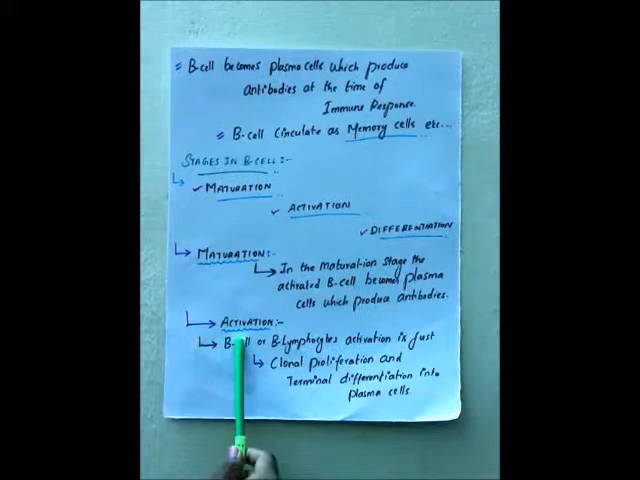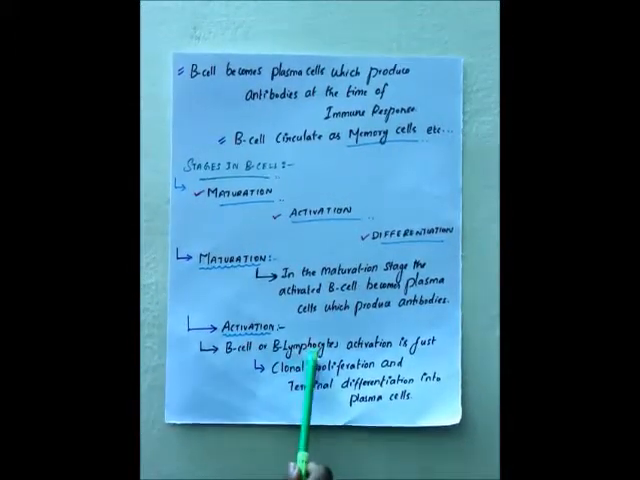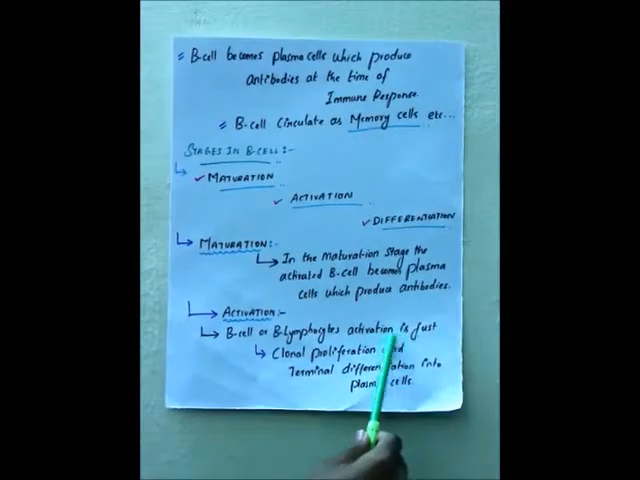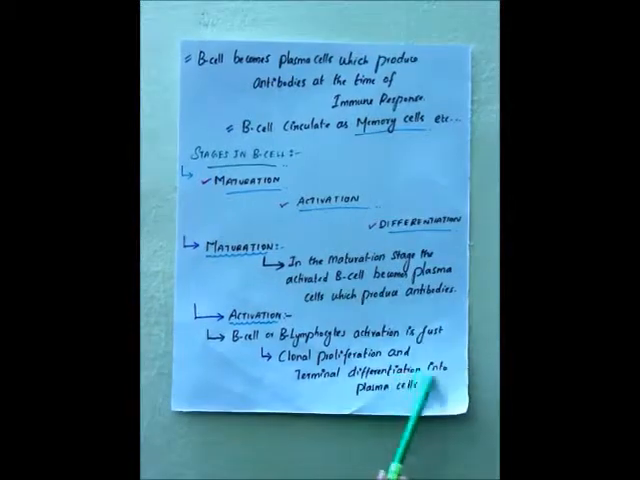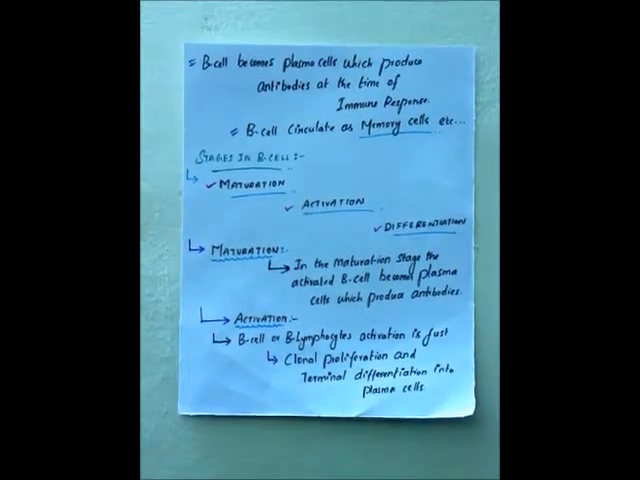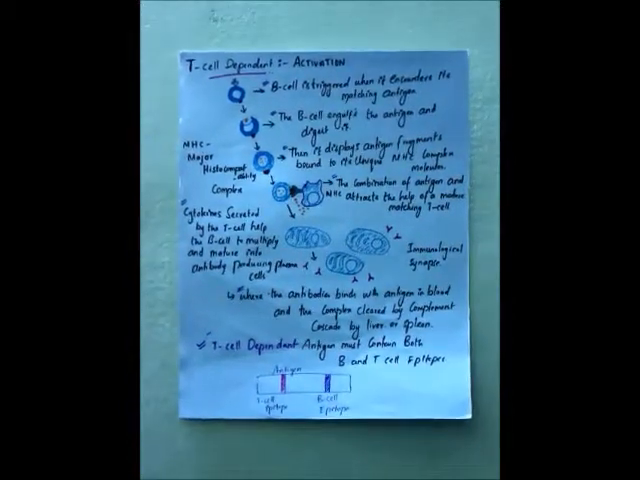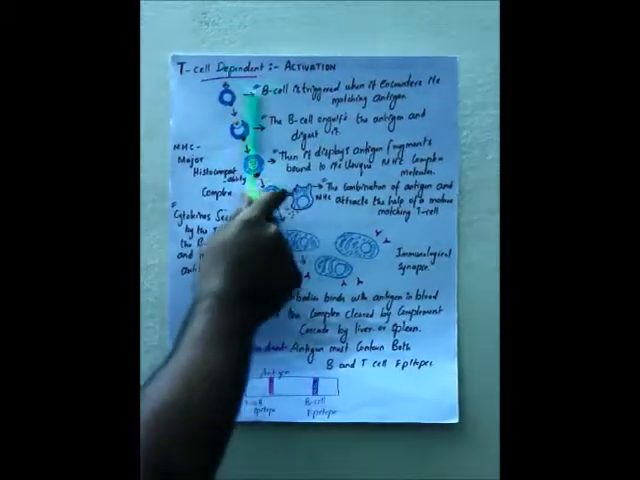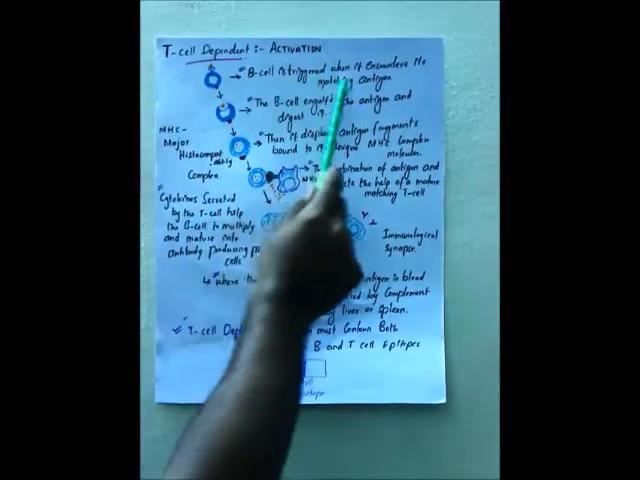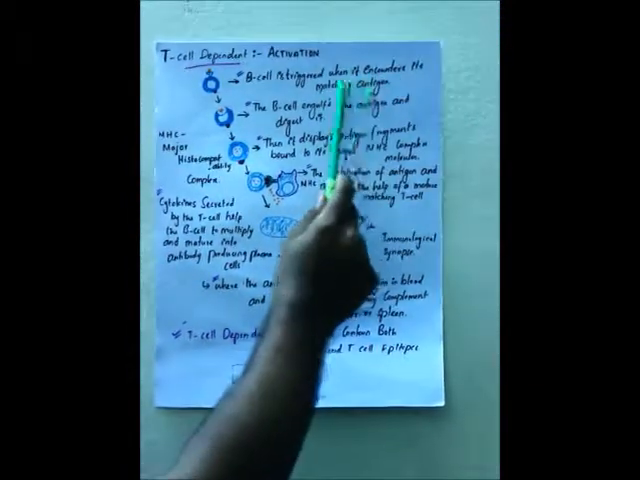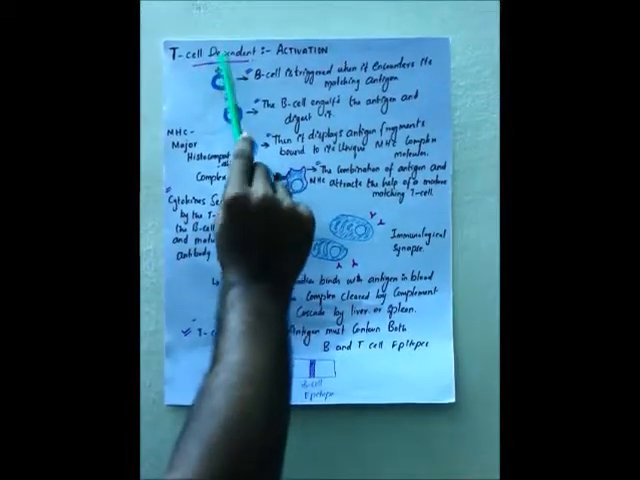Then we are going to see about the activation stage. In the activation stage, the B lymphocyte activation is a clonal proliferation and terminal differentiation into plasma cells. Now the T cell dependent activation. Here, the B cells are triggered when they encounter a matching antigen. The antigen will come and trigger the B cells.